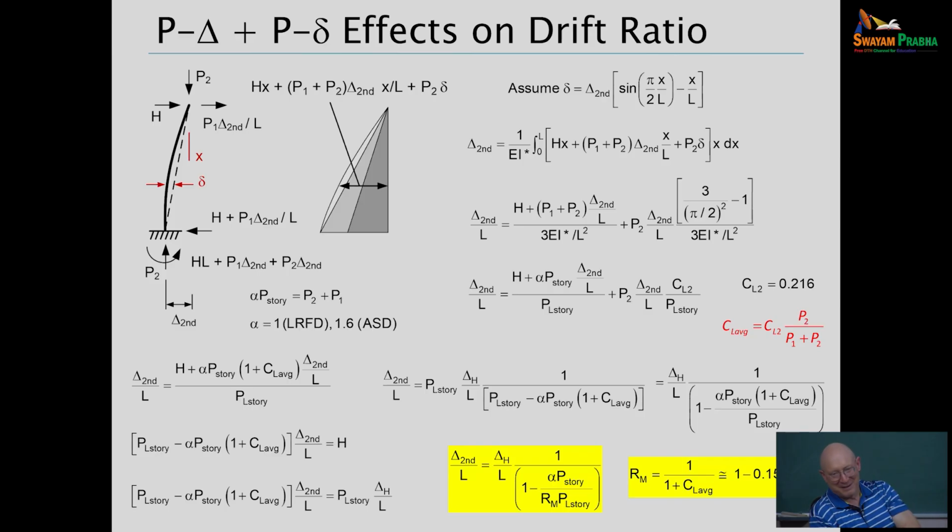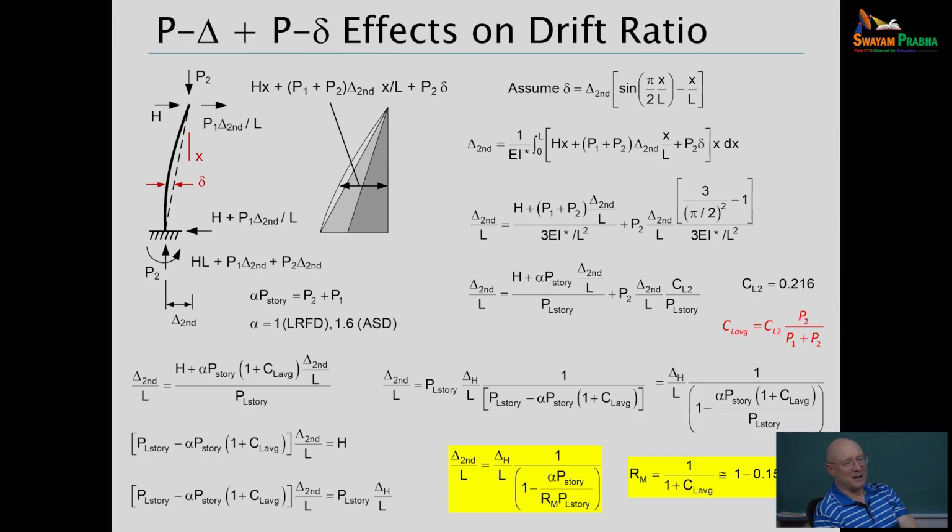My question was, with the second order, this one deformation can be 1.2 times, or in that range, of the first order? This much amplification can happen? Yeah. Generally, we definitely do not want alpha P story to be close to RM PL story. If it is, we're on the verge of side sway buckling of the frame. Okay, okay.